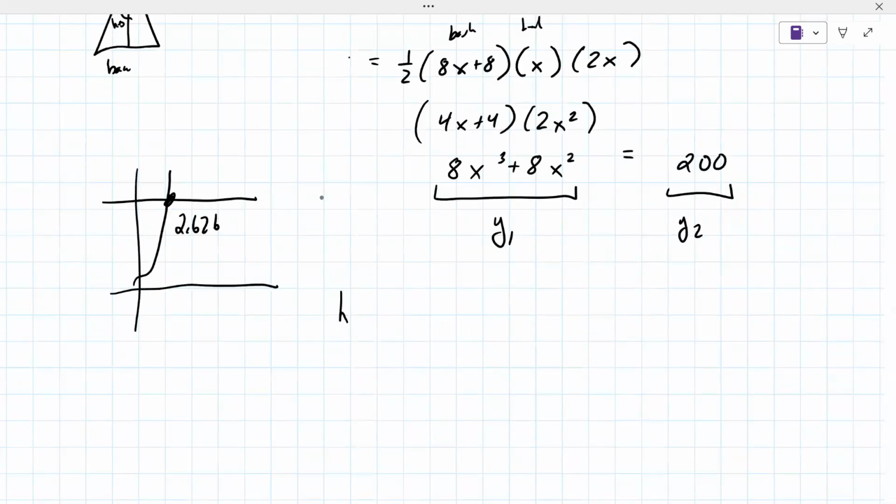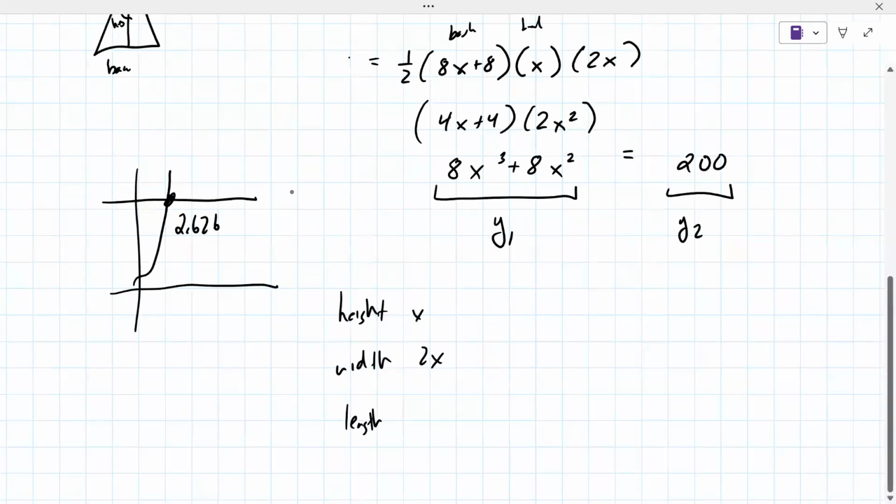Like you almost have to say, okay, the height is x, the width is 2x, and the length is 8x plus 8. And then you have to put this number into the equation for each of them. Is that okay?